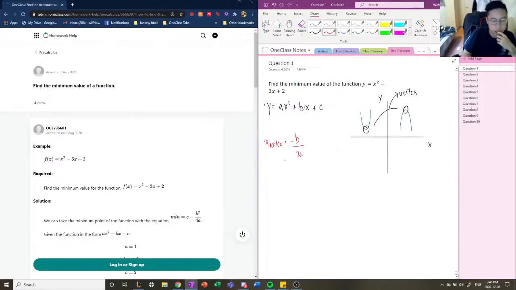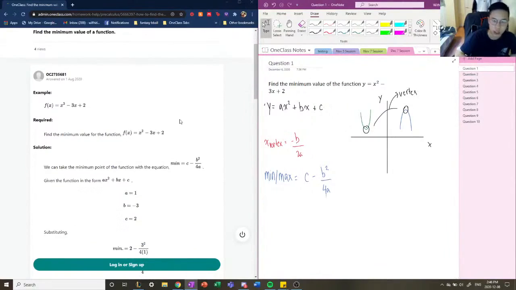Or the third way is actually just to calculate it straight up by using this formula here. So min slash max is given by this formula: c minus b squared divided by 4a. So you can use a visual graph to locate the min-max, use the x vertex formula to find the x coordinate of the vertex and calculate for the y, or just use this simple equation to find the y coordinate of the vertex. We're going to be using this, and that's what the junior tutor also did.